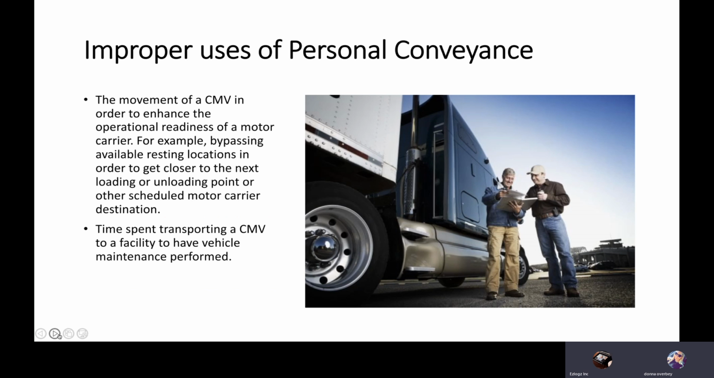So let's talk about improper use of personal conveyance. So the movement of the commercial motor vehicle in order to enhance the operational readiness of a motor carrier, so bypassing the resting locations in order to get closer to the next one, like I stated previously, this would be improper. And the time spent transporting a commercial motor vehicle to a facility to have maintenance performed, this cannot be used for personal conveyance.